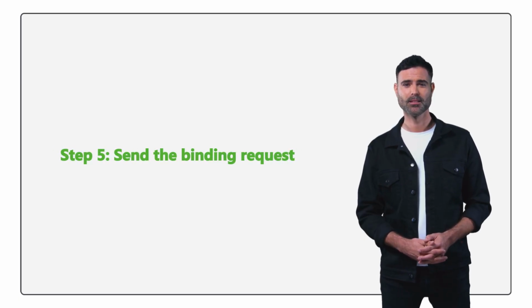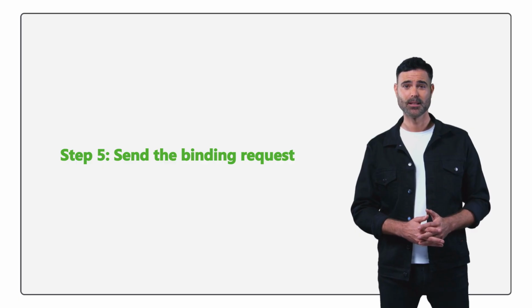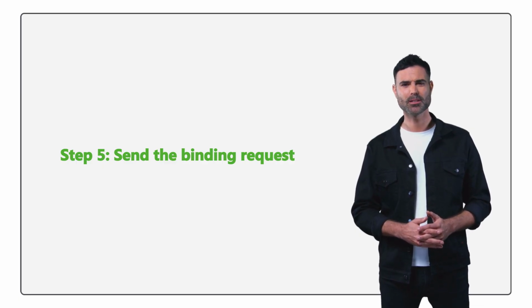Step 5. Send the binding request. Make the request for each data source reference your semantic model uses. If the model has multiple data sources, each one must be bound individually. This completes the binding process, enabling automation of environment migrations, infrastructure changes, or connection updates.